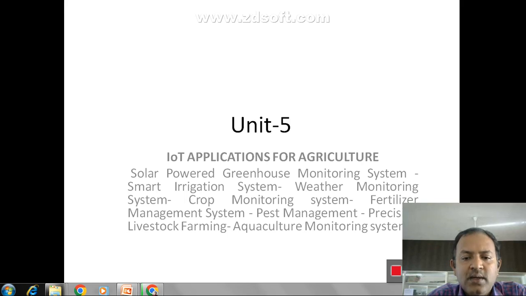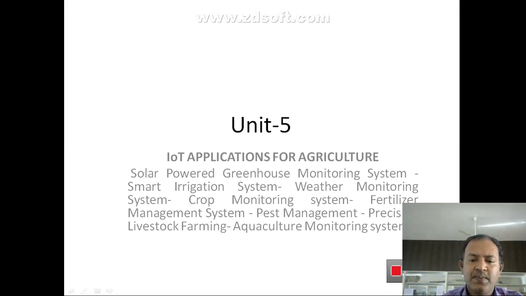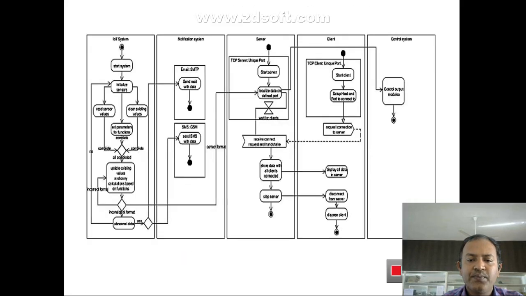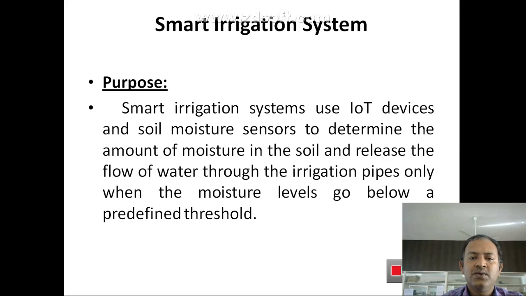Solar power, greenhouse monitoring system, smart irrigation system, weather monitoring system, and crop, fertilizer, pest, precision livestock, aquaculture. So entirely all the things, forest and land, and also water. All these sections use IoT applications. The latest thing we are going to discuss is solar power. In today's class we are going to cover the smart irrigation system.